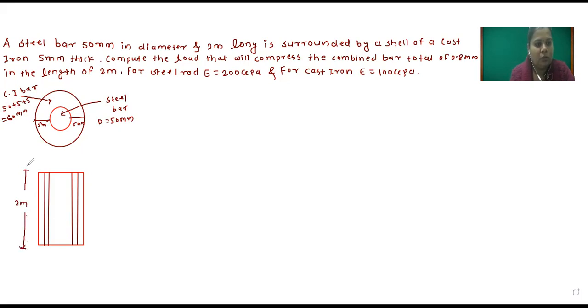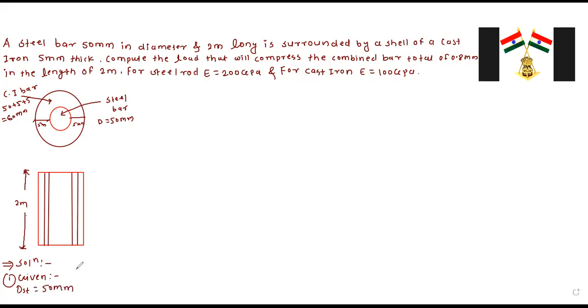Okay, so this is the given question. Now first we will write the given parameters and then we will solve the problem. So the first step is given. Read the problem and tell me which parameters are given. A steel bar 50 mm in diameter. So diameter of steel is equal to 50 mm. After that, what is given next? Diameter of cast iron.